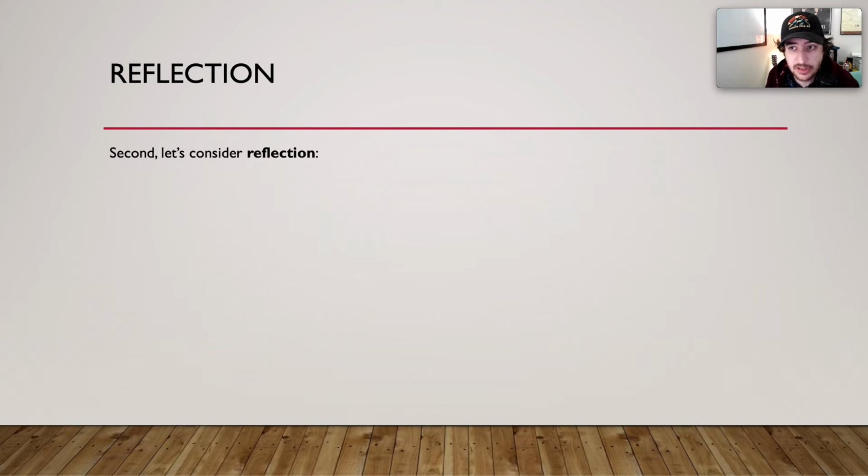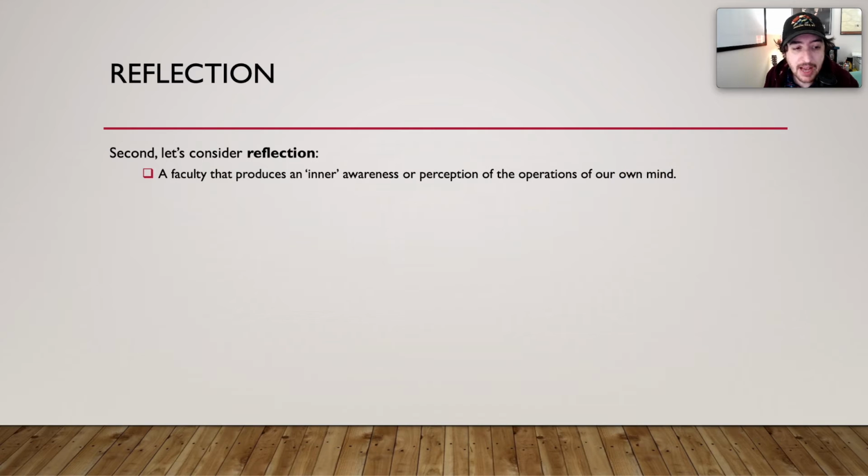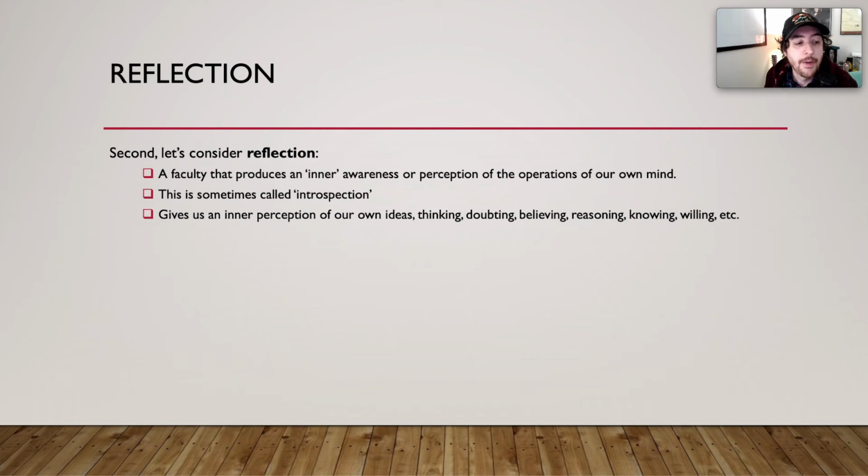Right, so let's consider this reflection. This is a faculty that produces a kind of inner awareness or perception of the operations of our own mind. And this is sometimes nowadays called introspection, when you introspect on your own mind. It gives us a kind of inner perception of our own ideas, of thinking, doubting, believing, reasoning, knowing, willing. I not only can believe something, I can become aware of and I can experience my believing it. That experience of my believing it is the sort of inner perception. That's the reflection.